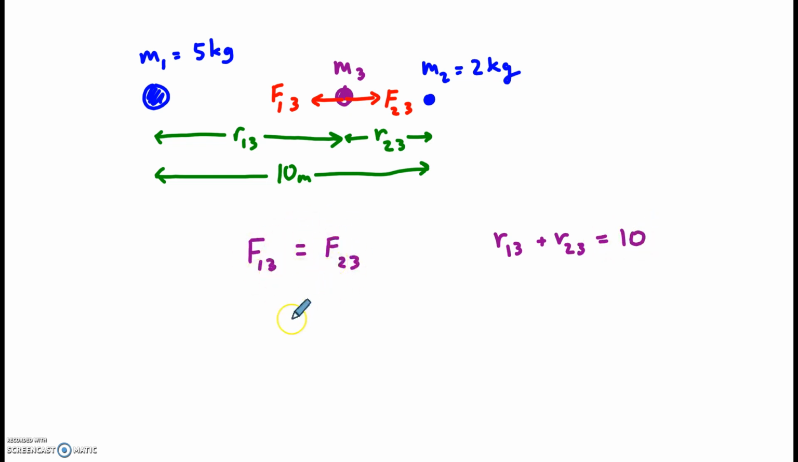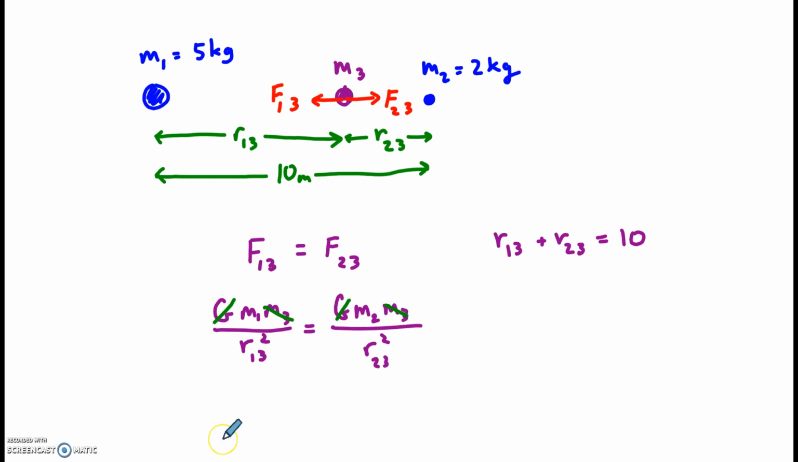I'm going to use Newton's law of universal gravitation to plug in for the left and the right side. This left force is referring to the attraction between M1 and M3. So I care about those masses. I care about the distance between them, R13 squared. The right side, this F23, is referring to the gravitational attraction between M2 and M3. And I divide by the distance between those squared. The G's cancel out, the M3's cancel out, and look at this.